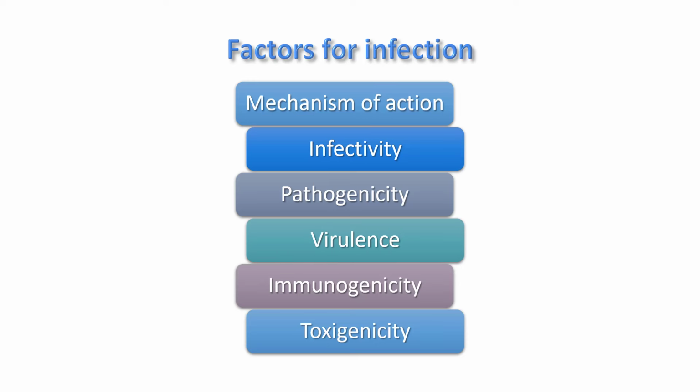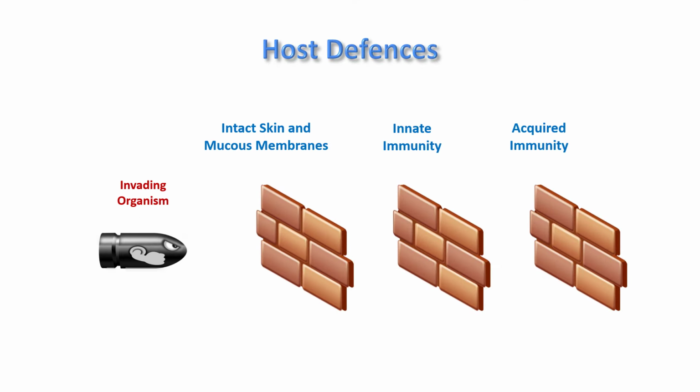Now, these pathogens are trying to invade our body structures, trying to colonize and cause infection. And what are we doing? Our body has its own defense mechanisms, right? So in order to prevent these organisms from invading our body, we have a first line of defense, second line of defense, and third line of defense. The first line of defense is the physical barriers like skin and mucous membranes. There are enzymes present in the secretions which are produced by the mucous membranes.